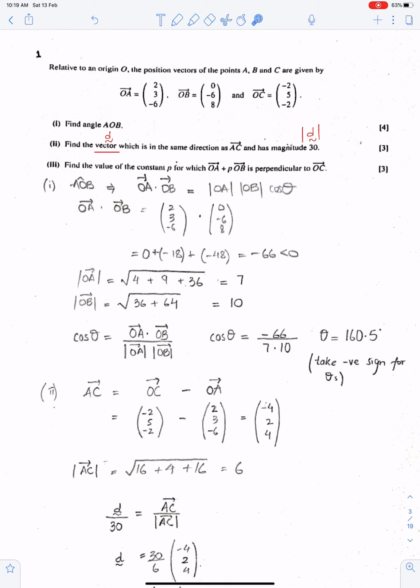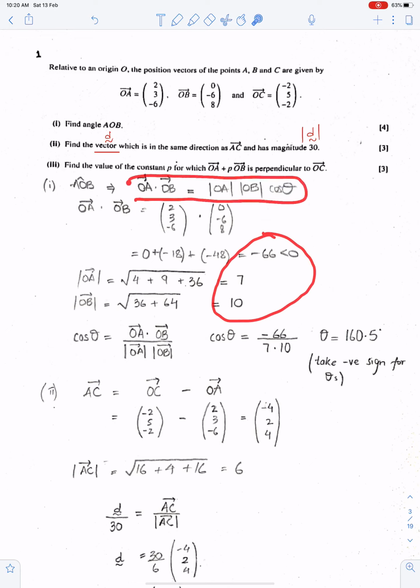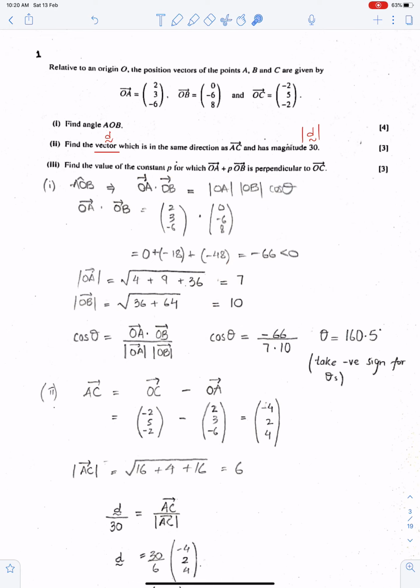Now get the magnitudes of these vectors OA and OB, and these are the magnitudes of these two vectors. Now after getting these three results, substitute these results into this formula and take the cos inverse, and make sure you take the negative sign because you are working for the obtuse angle. So whenever you work for an obtuse angle, always take a negative sign with the inverse function. And this is the answer. And make sure you write your answer up to 1 decimal place.